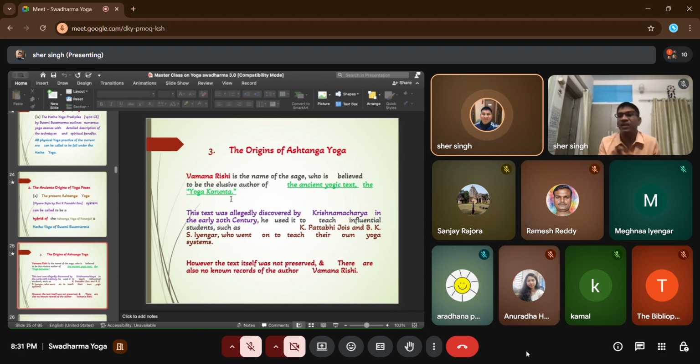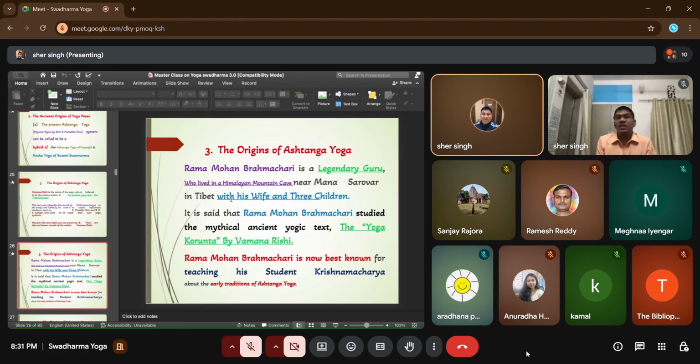However, as I mentioned here, the textbook itself was not preserved. There is no record of the author Baman Rishi. We have heard it from our gurus only. Then next was Ram Mohan Brahmachari. He used to live in the Himalayas. It is said that T. Krishnamacharya studied under Ram Mohan Brahmachari for 7 years at Mount Kailash.